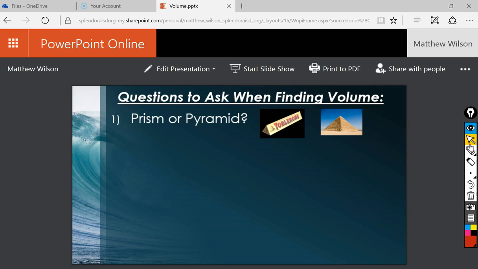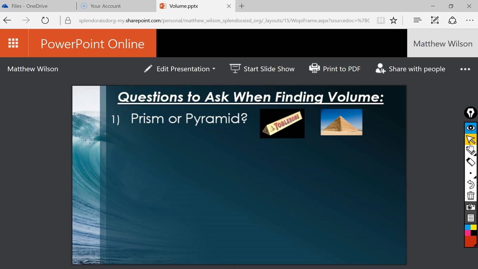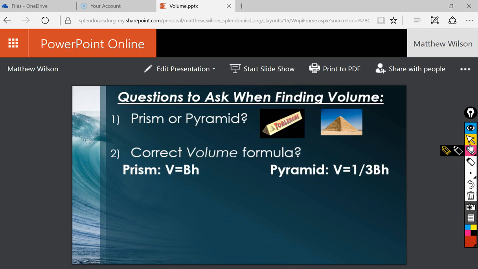So you've got to ask yourself if it's a prism or a pyramid. And then once you know if it's a prism or pyramid, you have to ask yourself if you know the correct volume formula for which shape it is. We know pyramids have 1/3 base times height, or 1/3 times the area of the base times the height. And prisms are area of the base times the height.